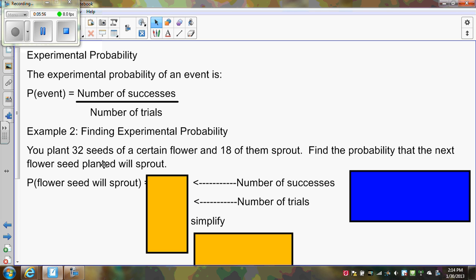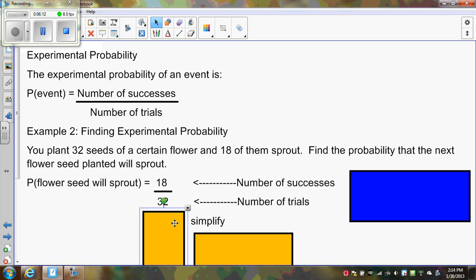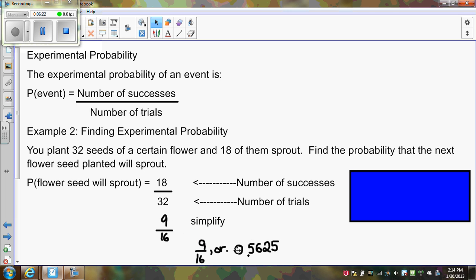If you planted 32 seeds of a certain flower and 18 of them actually sprout, the others didn't sprout, find the probability that the next flower seed planted will sprout. So we do the number of successes divided by the number of trials. So 18 out of 32, and we simplify that to 9/16, which means 9/16 or 0.5625 probability that the next one is going to sprout.